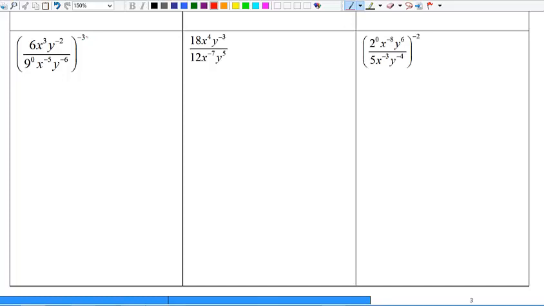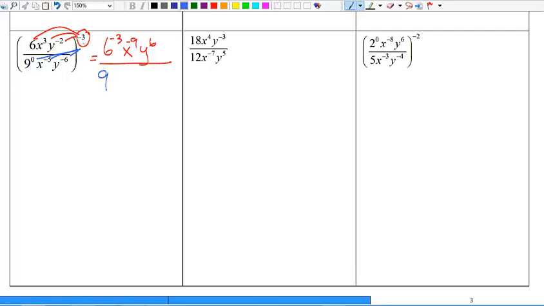On this next problem, the first thing I want to do is clear the parentheses. So that negative 3, which is being applied to the entire parentheses, has to go to every single base in the numerator and the denominator. So for the numerator, I'm getting 6 to the negative 3, x to the negative 9, because we have one base, two exponents, that means I'm multiplying, and y to the positive 6, because a negative times a negative is a positive. In the denominator, I'm getting 9 stays the same.